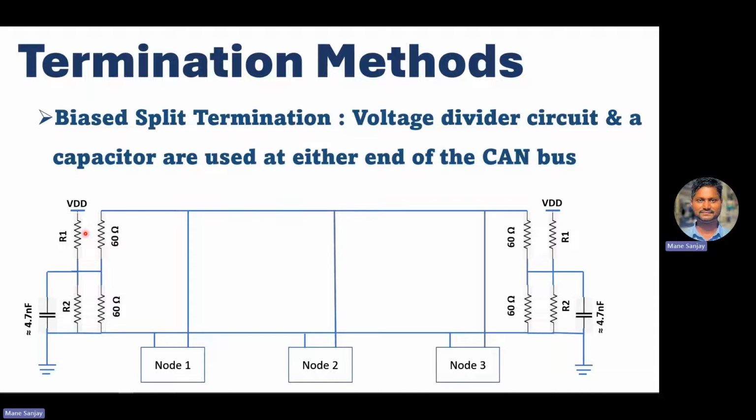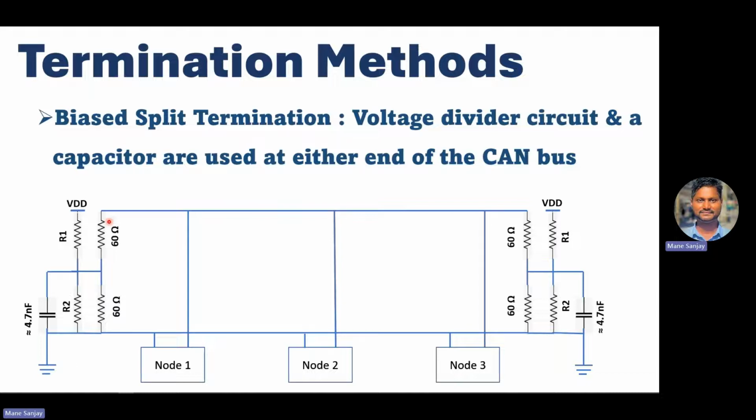This makes sense since with just these two additional components, the termination network becomes an effective filter for high frequency common mode noise without degradation to the differential mode signaling. That's the benefit of the biased split termination compared to the split as well as compared to the standard termination method. So I have summarized everything.